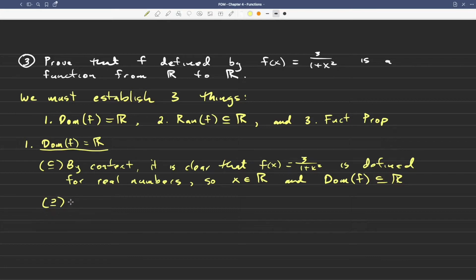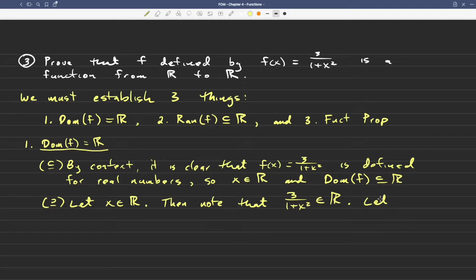I want to take an arbitrary real number, let's say x is in the reals, and I want to show that x is in the domain. So that means I need to show that x can be paired up with another real number y according to that formula. Well, this is not a problem. Note that 3 over 1 plus x squared is a real number too, because if x is real, then 1 plus x squared is real, and then 3 over that is still a real number. The only way you don't get a real number is if you maybe divide by 0 or take the square root of a negative number.